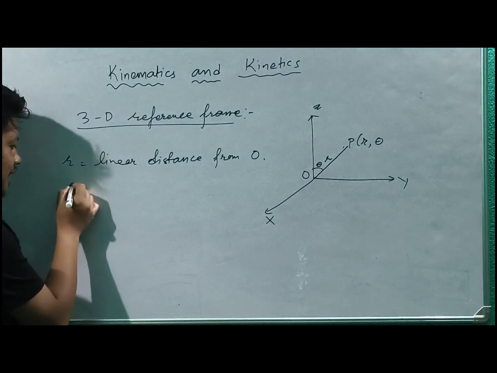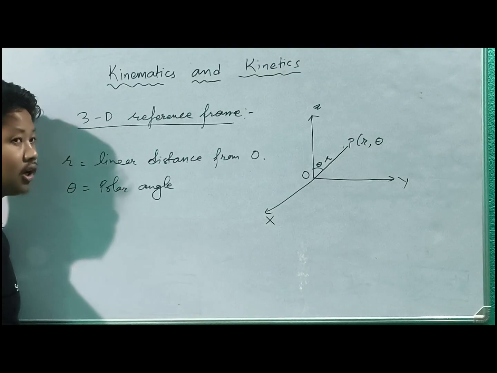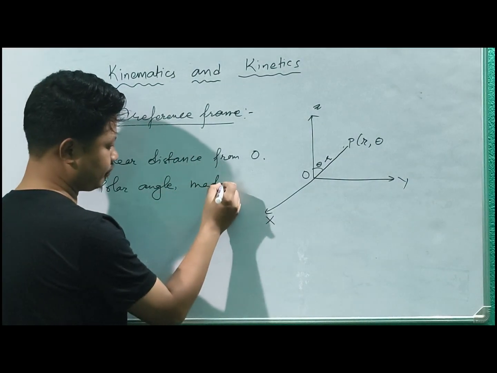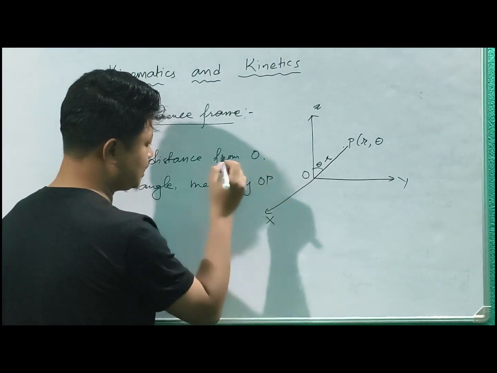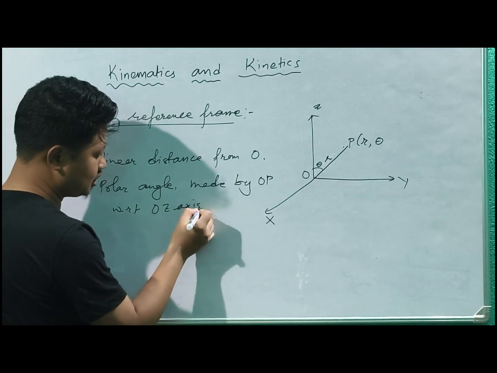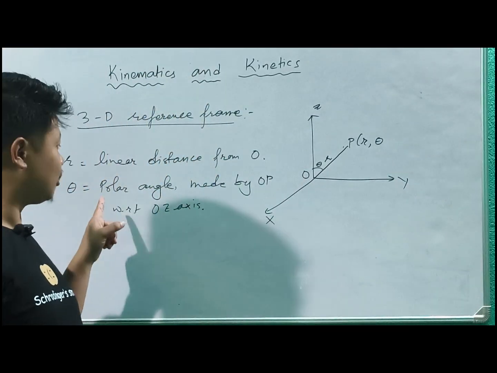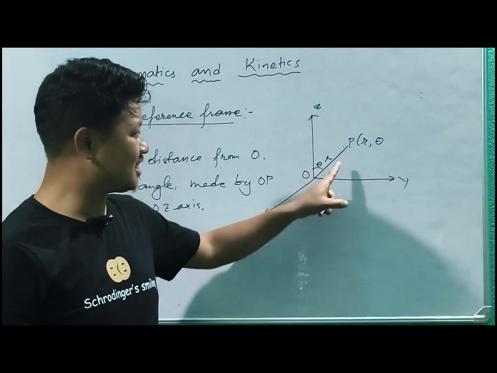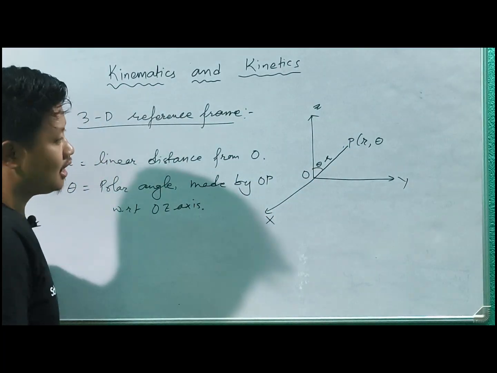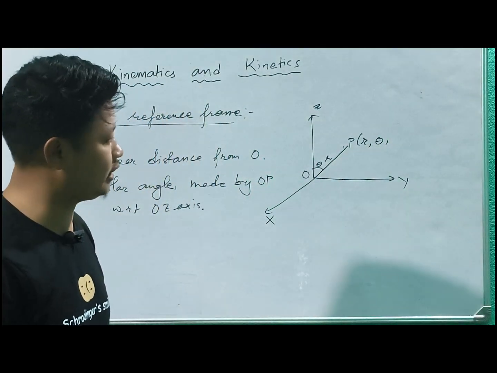But what is theta? Theta is my polar angle. It is made by OP with respect to the OZ axis. Do you understand that? So theta is the polar angle made by OP with respect to the Z axis. Now we need one more, the last third coordinate, to know the exact position of point P.